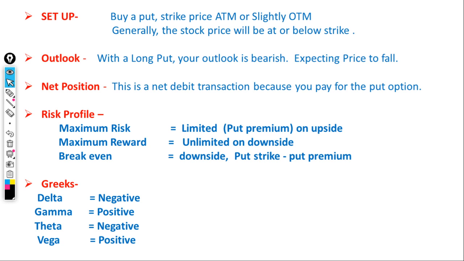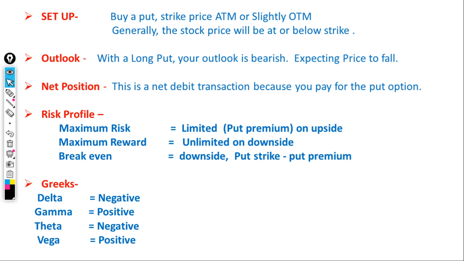When you buy a put option, your vega will be high, and if the implied volatility rises, it will help you retain the price of the put option. That means your put option will lose value very little with the passage of time. So theta will be a little bit slower if vega or implied volatility starts rising.